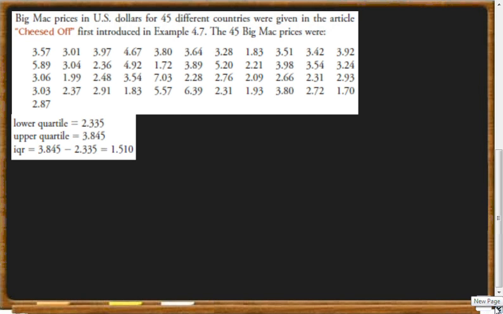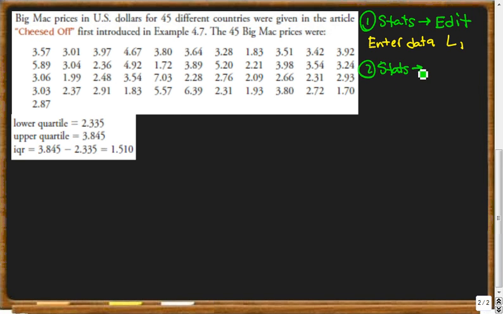If you have a bunch of data and you don't have that information already available to you, you're first going to go to Stats and Edit, and then enter the data into list 1. Once you put all the data into list 1, you're going to follow these steps. Once you get back to the home screen, you're going to do Stats, Calc, 1-Var Stats.